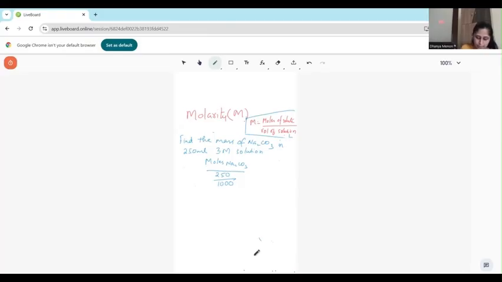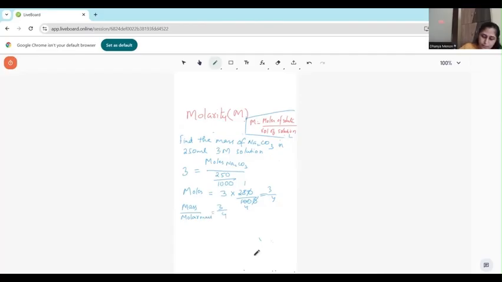So from here, can I find the moles? 3 times 250 by 1000, 3 by 4, right? I have the moles. So moles equal to what? Mass over molar mass is moles, right? So 3 by 4. So do I have the molar mass? Can I find out the molar mass?